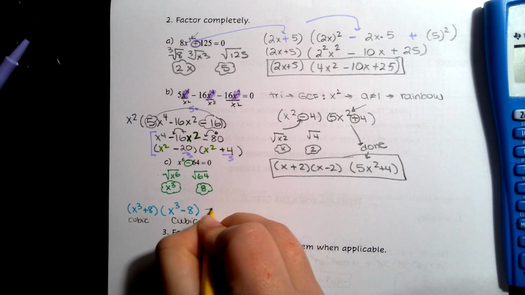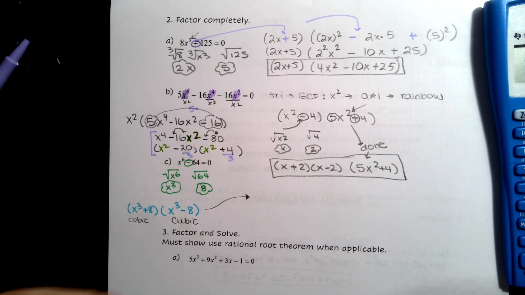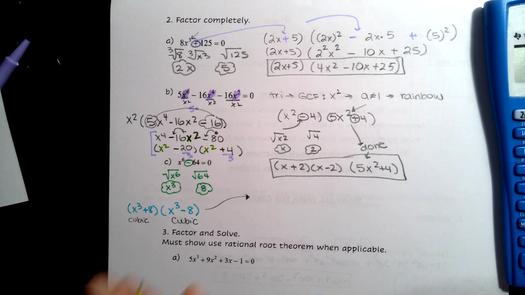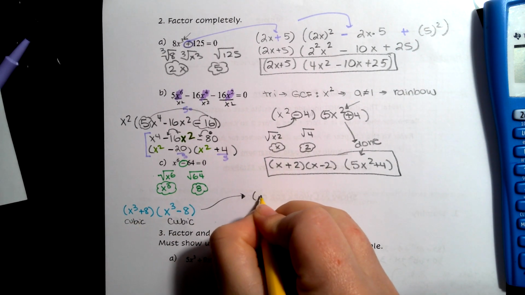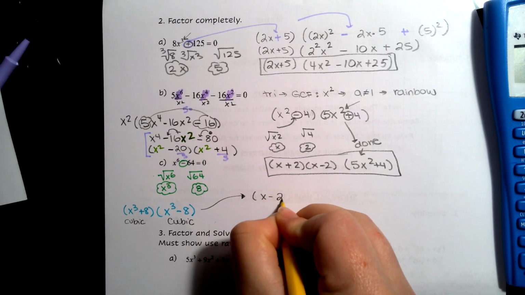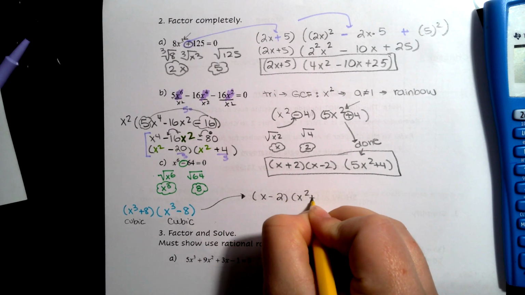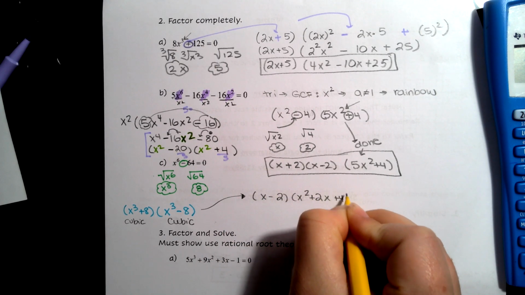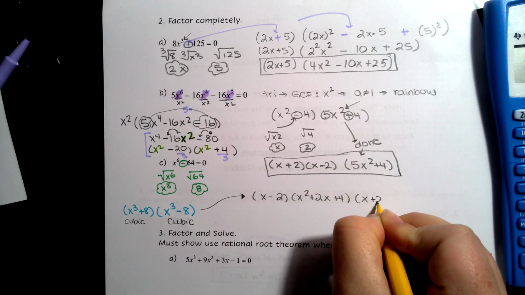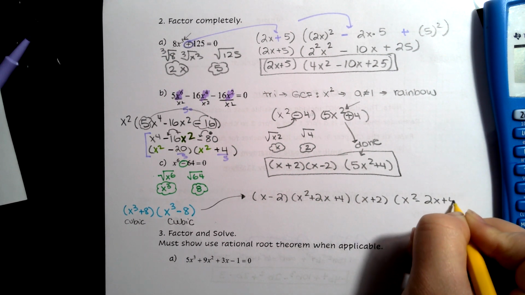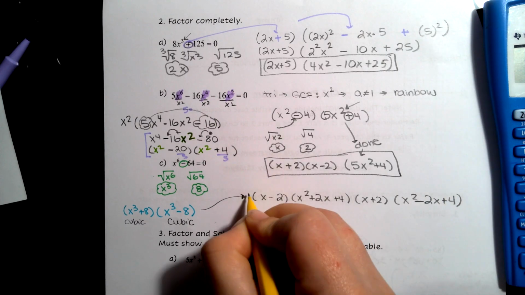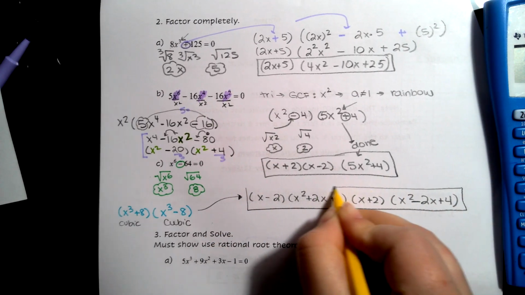So we go into our cubic pattern. I am going to simply write out the answer just because of space, and then you should know your cubic pattern already. So for our answer, we get x minus 2, x squared plus 2x plus 4, x plus 2, x squared minus 2x plus 4. So almost the same, but definitely different with the pluses and minuses.